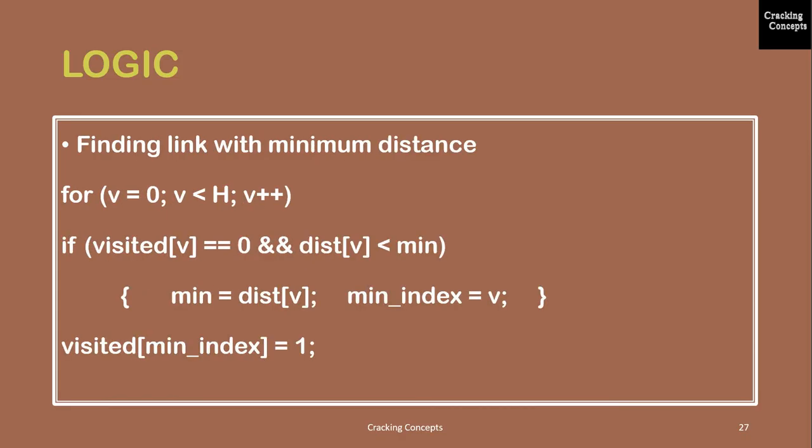Now the next step is to find the link with minimum distance. So what we do here is, h is the number of hops. We'll run a loop with h as the limit. Then we'll check whether the particular node is visited or not. If it is not visited and if it has a distance that is lesser than the existing minimum value, we'll note this new distance as the new minimum, and we'll also note this index and mark it as the minimum index. Now this is done till all the hops have been covered. And finally, since we have visited this minimum index node, we'll mark its visited value as 1.